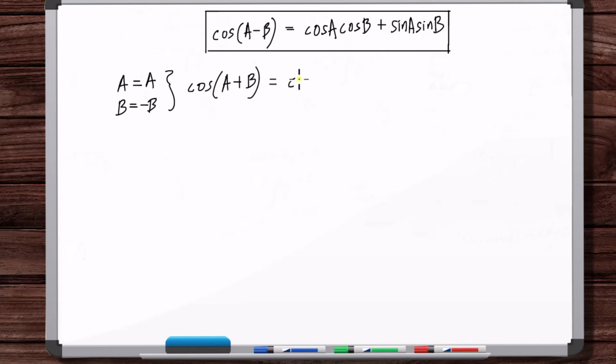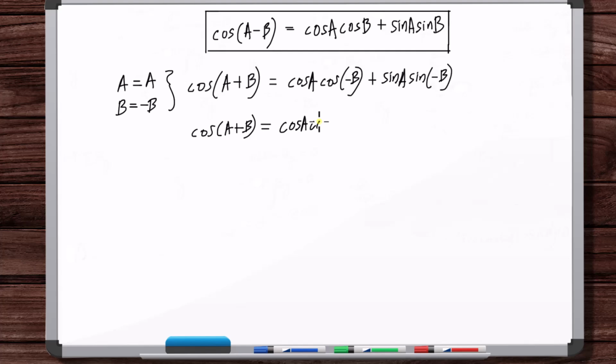So that's equal to cosine A cosine of minus B plus sine A sine of minus B. So cosine of A plus B is equal to, we know from the even-odd identities, and just the fact that cosine is an even function, that cosine of minus B is just equal to cosine B. Now, sine of minus B, we know from the even-odd identities, or just the fact that sine is an odd function, is minus sine of B. And there we go.